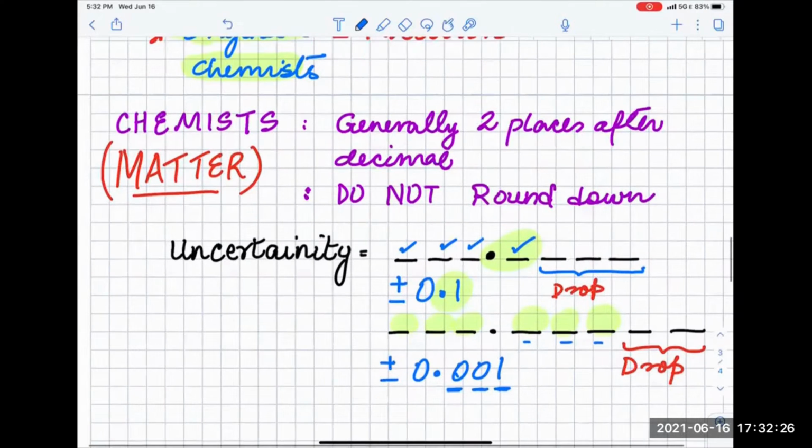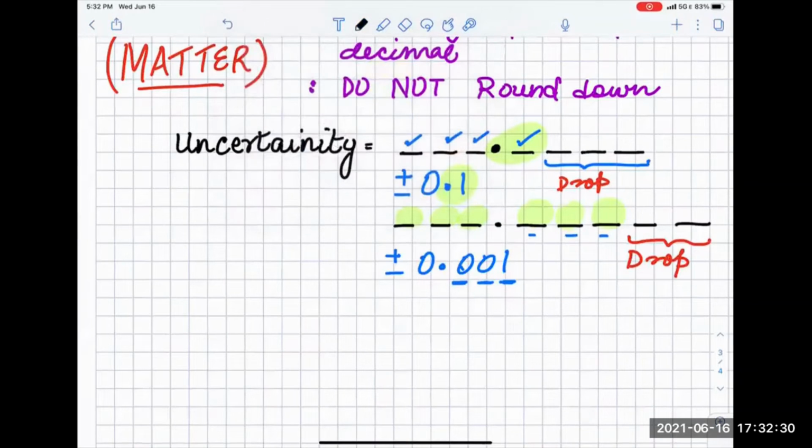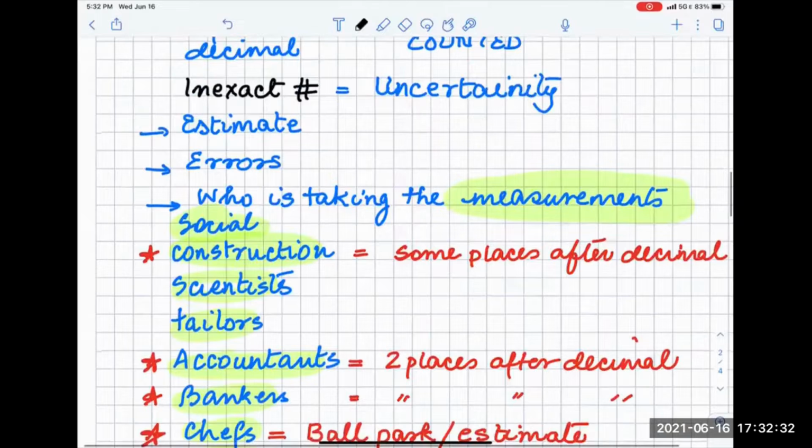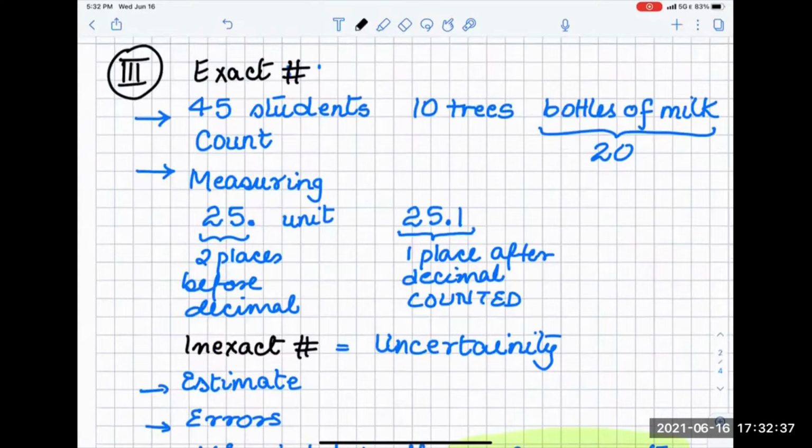Okay, so that's uncertainty. For us in chemistry, I still needed to cover this because you will be reading some of the data from the apparatuses, just so you know.